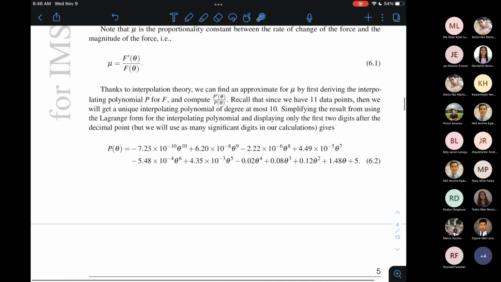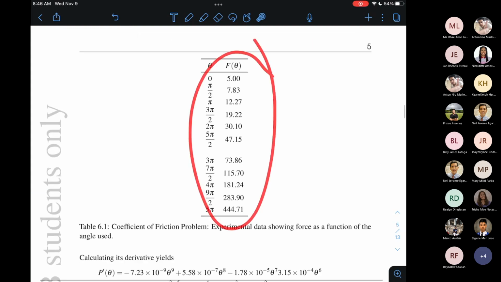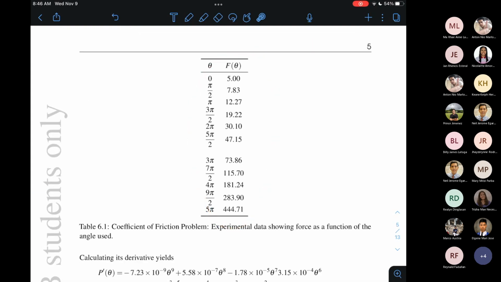Okay? Now, nirun ko lang yung aking Lagrange interpolating polynomial program, and I get this as my approximate for capital F, right? So okay na tayo dun sa denominator. We have a function, capital P, that approximates or interpolates capital F, all right? So tapos, kailangan ko si f prime para makuha yung numerator para dun sa coefficient of friction. So, dahil meron lang akong discrete set of data, I cannot find f prime right away.